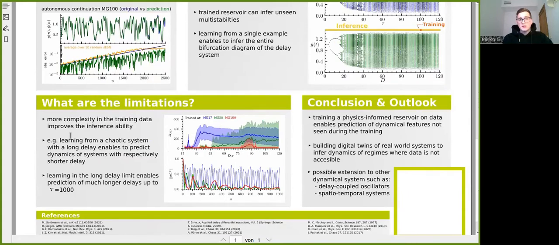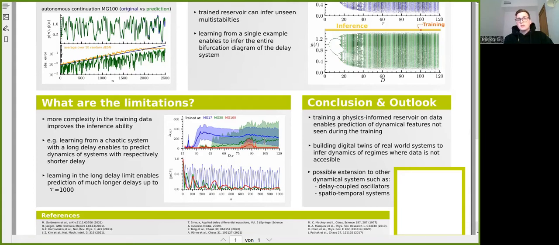In the lower part of the poster, I talk also about the limitations of this method. We found that the more complex the training data is, the better our machine learning model can learn from it, or the more it can learn from it, and the better the inference ability is. So we introduced here a comparison measure between the dynamics of the predicted and the original Mackey-Glass system. And you can see if we learn at the Mackey-Glass system of 100, we can predict all delays really well. If we learn at the Mackey-Glass system of 17, we can predict the attractors with lower delays well, but going to larger delays, it starts to deviate.